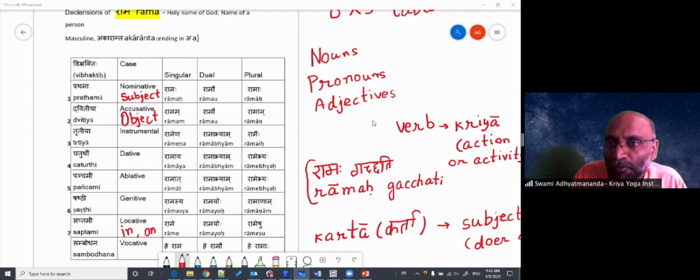Can you say also Pashyami Ramam? Yes, as I said, Sanskrit word order is flexible. You can say Pashyami Ramam, and the meaning is the same.